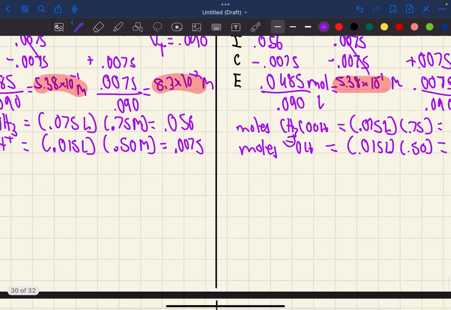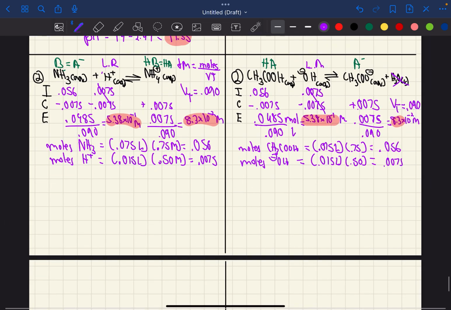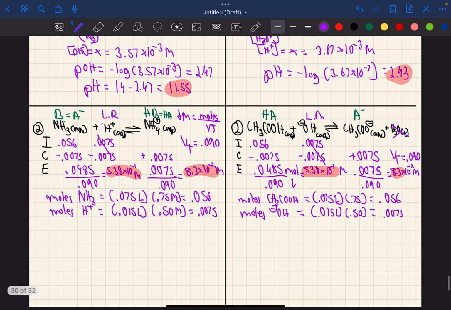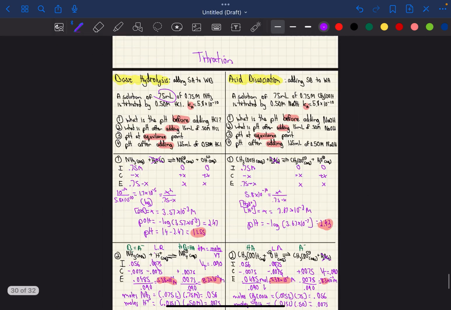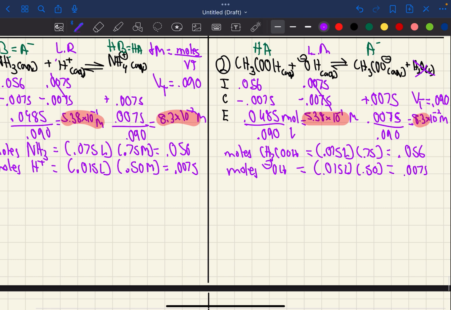Okay, so let's move on. Now you're going to use your Henderson-Hasselbalch equation. And I'm going to do acid dissociation first because it's a little bit easier, because all you have to do is just use pH equals your negative log of your Ka, right?